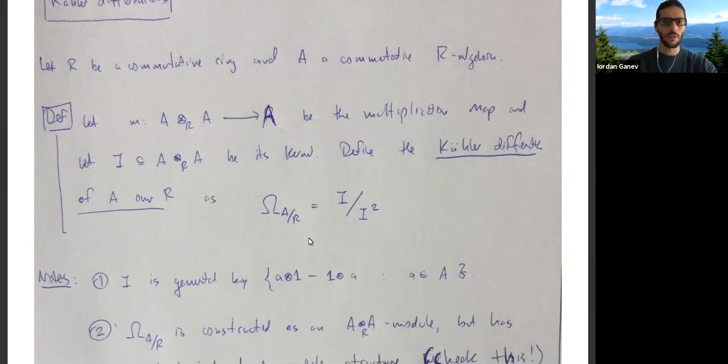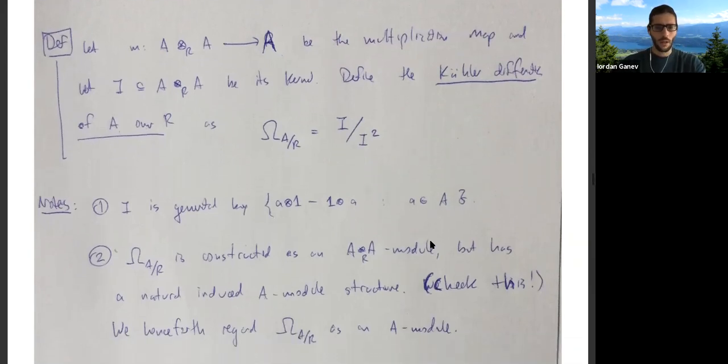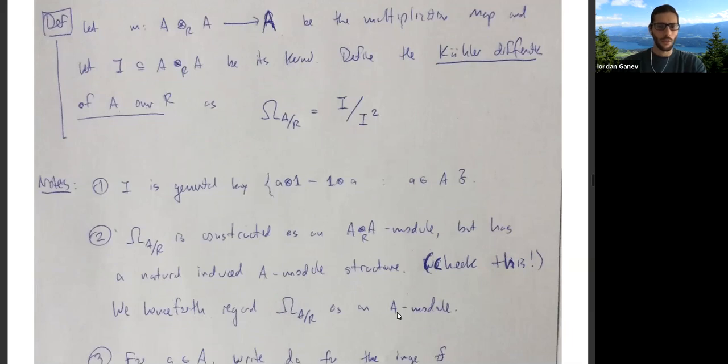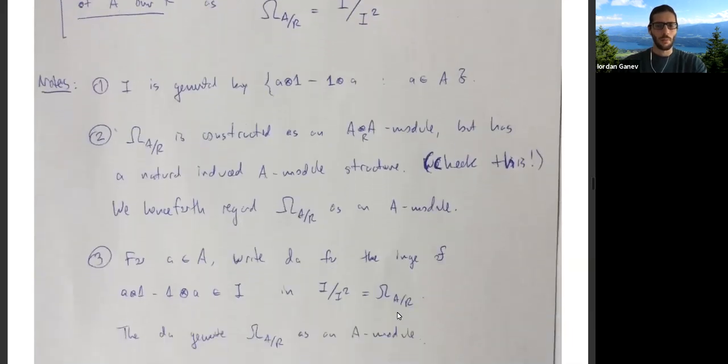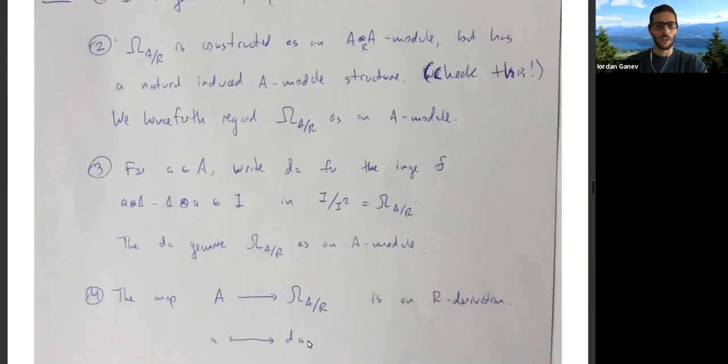And another definition of the Kähler differentials, well, let me mention it in a bit. So this ideal is generated by A tensor 1 minus 1 tensor A for all the elements in A. And it has a natural structure as an A module. And there's a map from A to the Kähler differentials that takes A to dA. And this map is surjective.